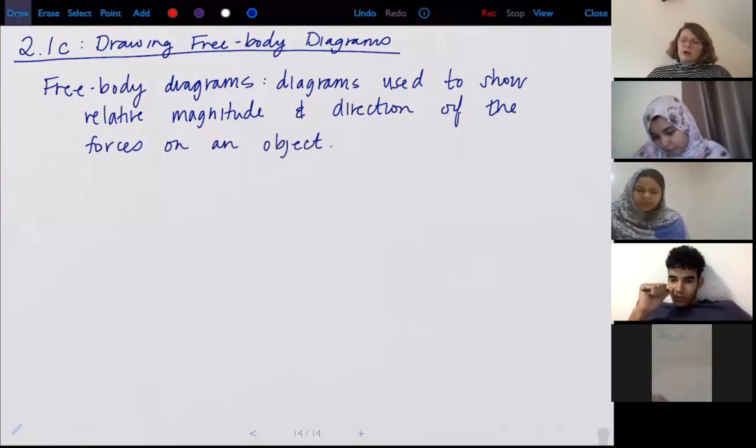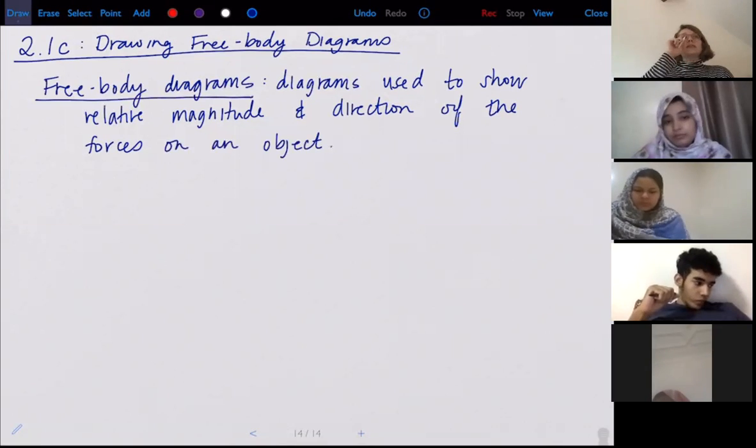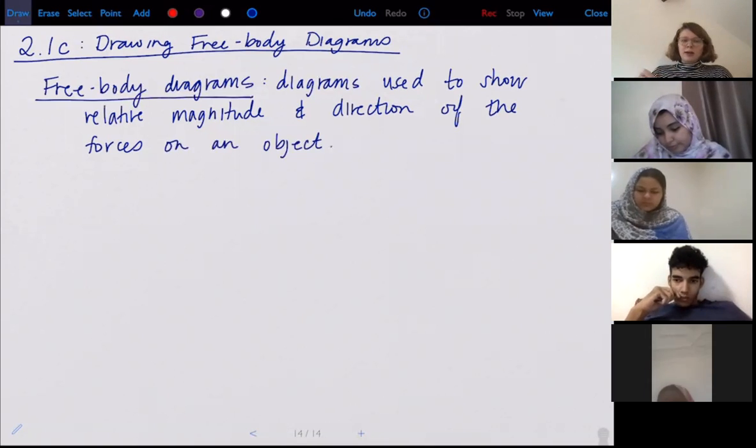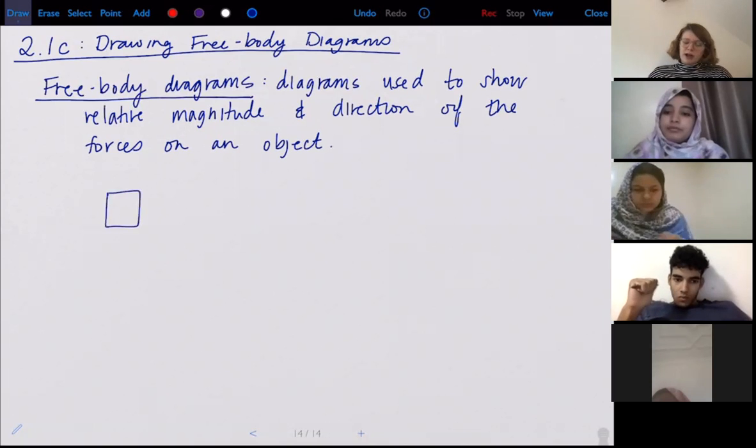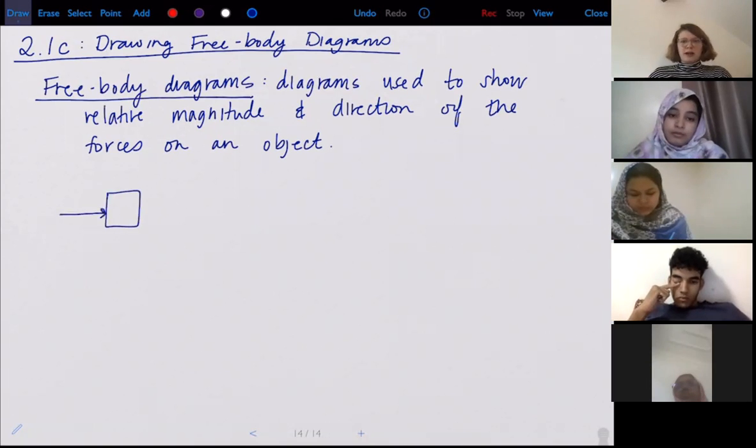All right, so we already know what free body diagrams are. We've kind of talked about them, but for the sake of making them easier, I didn't draw them exactly correctly. For example, I said if we're going to push something to the right, we're just going to push it like that to the right, remember?